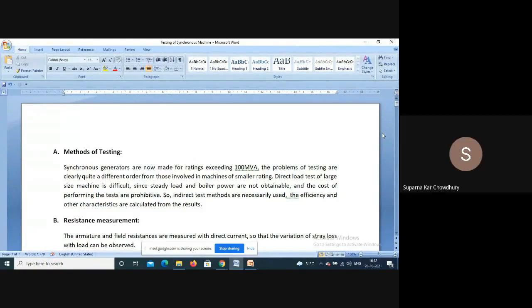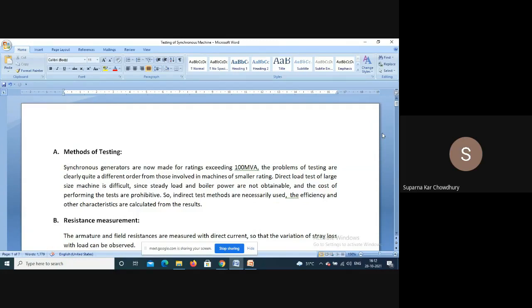Well, I'll just describe briefly the testing methods we have to perform on a synchronous machine. Synchronous generators are of very large rating, in the range of MVA. So it is not possible to directly load the machine to test it for determining its efficiency or its temperature rise.